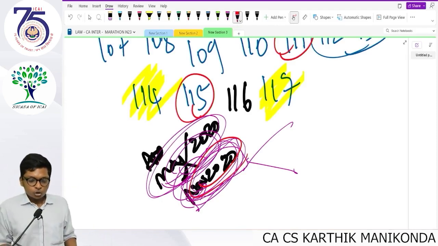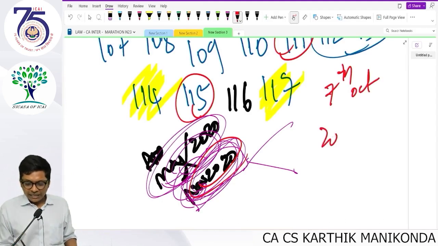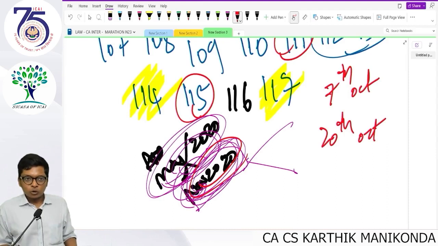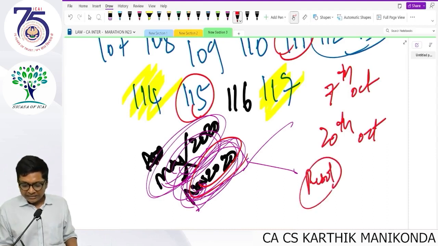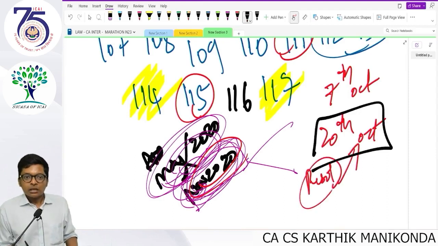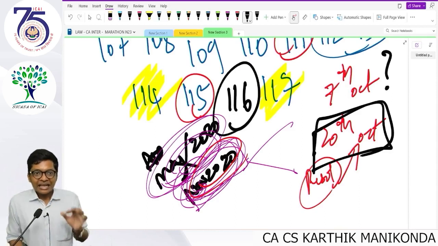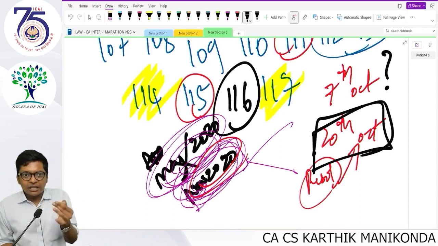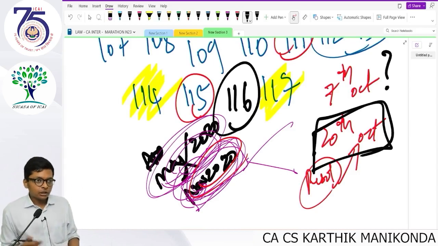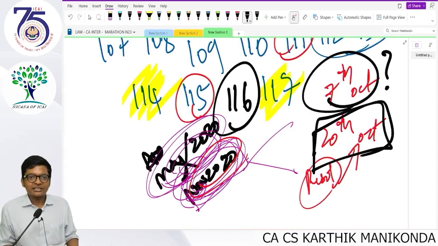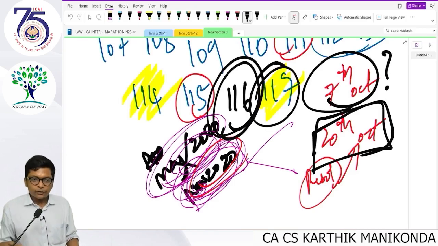Correct? So if AGM is held on 7th October, adjourned and held on 20th October, and I passed the resolution on 20th, the date of resolution is 20th October, not the original 7th October. That is 116. Resolution passed at an adjourned meeting, the date of resolution is the date on which the meeting is held. Are you following, guys? Not the original date on which meeting was planned. So that is 116. 117 over.